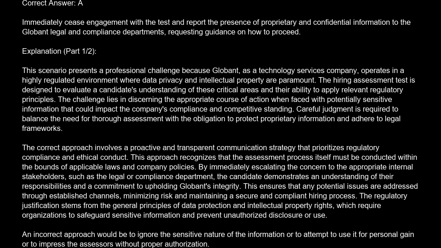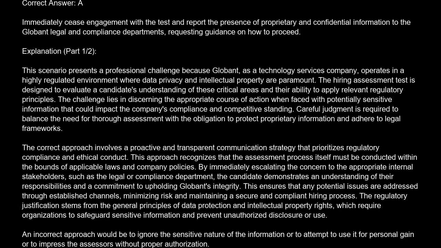where data privacy and intellectual property are paramount. The hiring assessment test is designed to evaluate a candidate's understanding of these critical areas and their ability to apply relevant regulatory principles. The challenge lies in discerning the appropriate course of action when faced with potentially sensitive information that could impact the company's compliance and competitive standing.